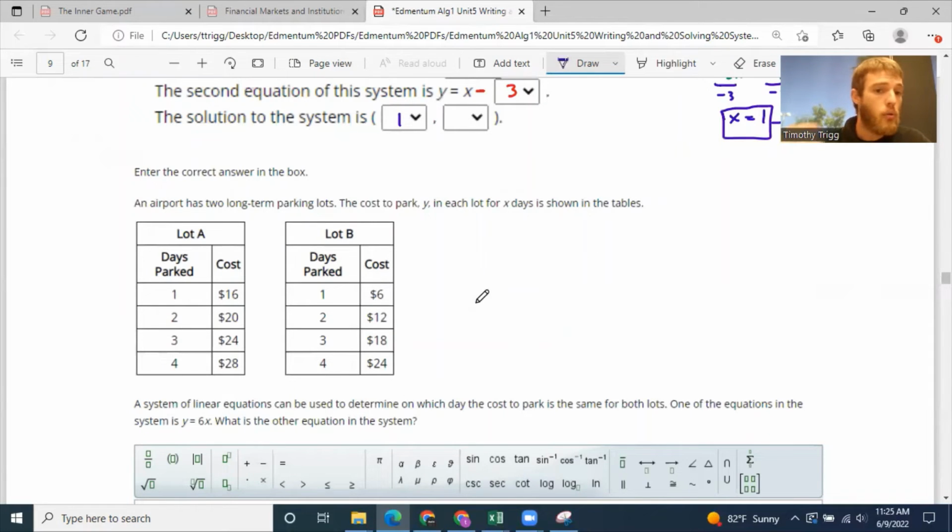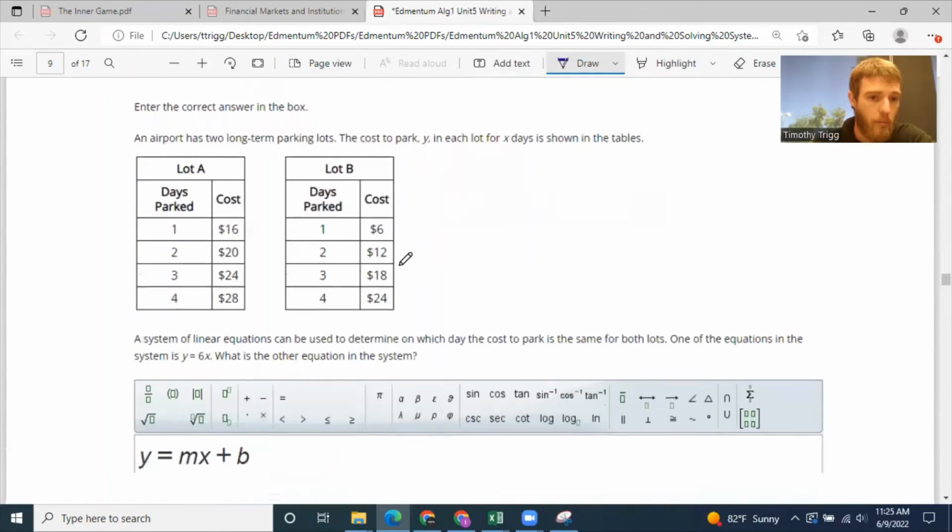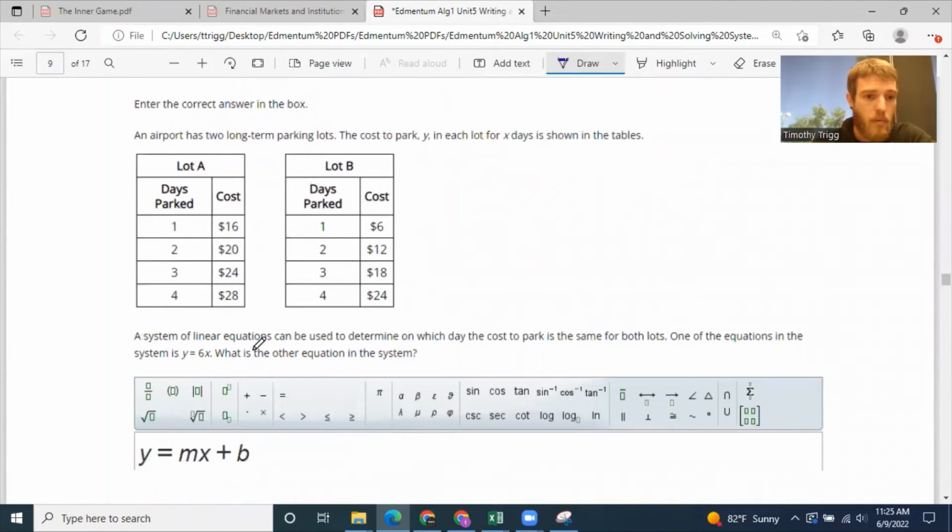An airport has 2 long-term parking lots. The cost to park y in each lot for x days is shown in the table. Okay. A system of linear equations can be used to determine on which day the cost to park is the same on both lots. One of the equations in the system is y equals 6x. I'm guessing that's this one, because it's going up by 6 each time, plus 6, plus 6, plus 6. So I can see the slope there is 6. So y equals 6x is for lot B.